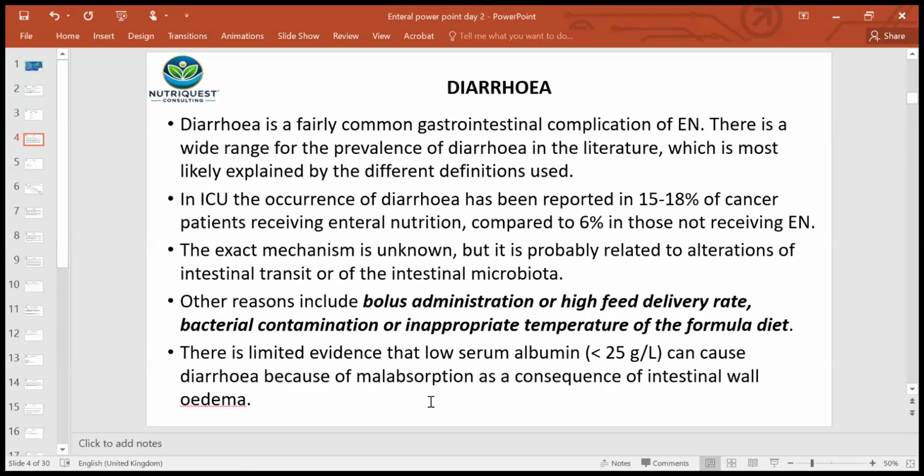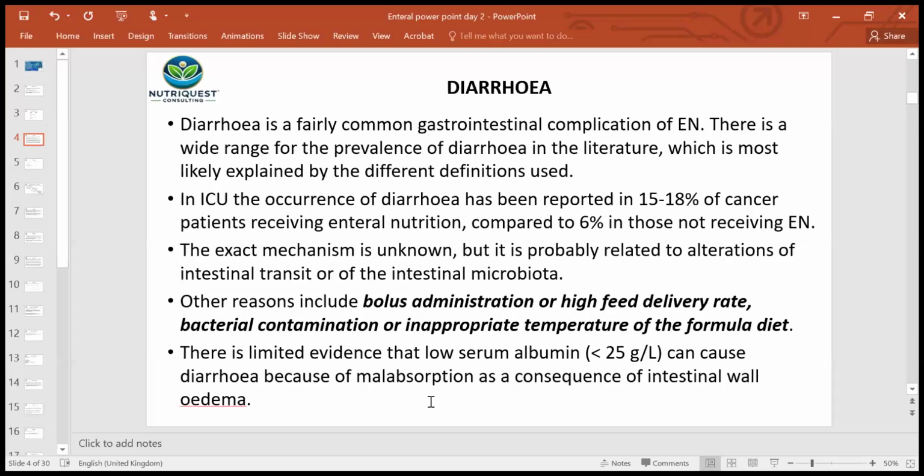For example, in ICU, the occurrence of diarrhea has been reported in around 15 to 18% of cancer patients receiving enteral nutrition, compared to 6% in those not receiving enteral nutrition. And this does not apply only to cancer patients, but across the board. For instance, if you have 100 patients admitted and they are on enteral feeds, you anticipate that maybe 15 to 18 patients might have the diarrhea complication, compared to 6% in those not receiving.